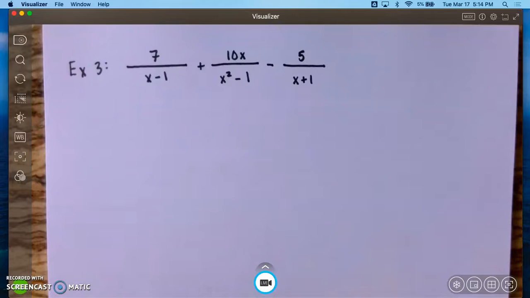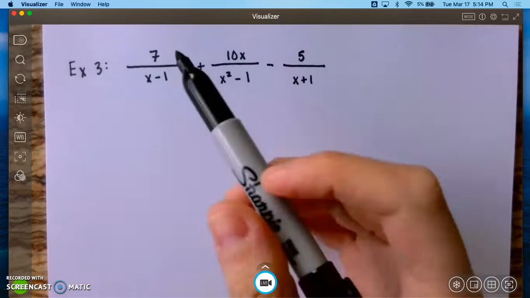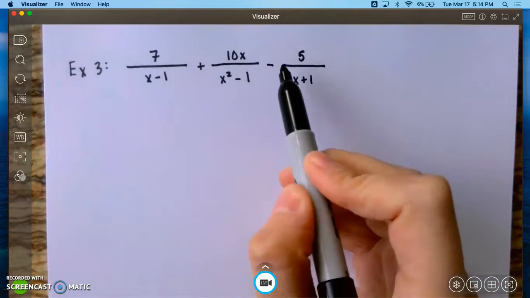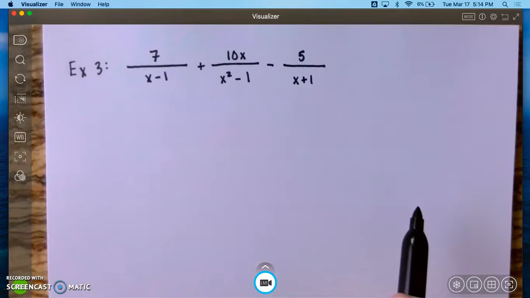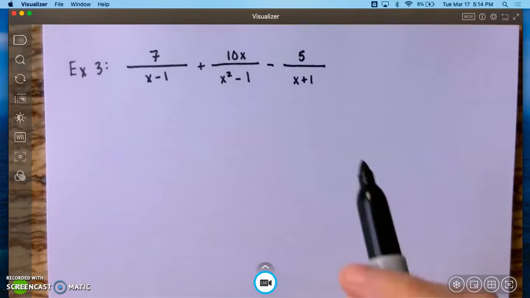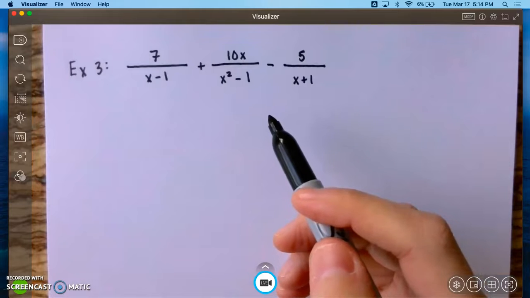In this example, you can see that we're doing multiple operations at once. First, we have addition, and then we have subtraction. So we go about it in the same way. The first thing that we want to try to do is factor in the denominator wherever we can.